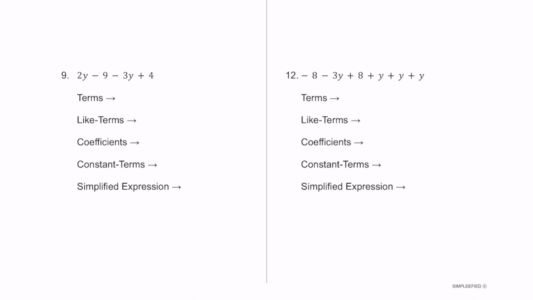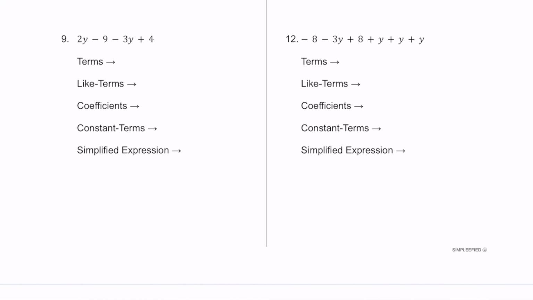Here's number 9. For number 9, we have this expression of 2y minus 9 minus 3y plus 4. So we like this plus sign here, but let's go ahead and rearrange and rewrite these minus signs here. So instead of saying 2y minus 9, we can say 2y plus a negative 9. Adding the opposite. Instead of saying minus 3y, we can write plus a negative 3y. Okay, and then we have a plus 4 at the end here.